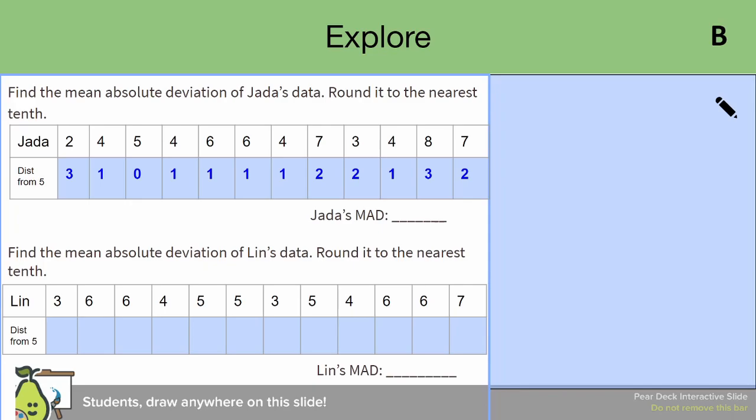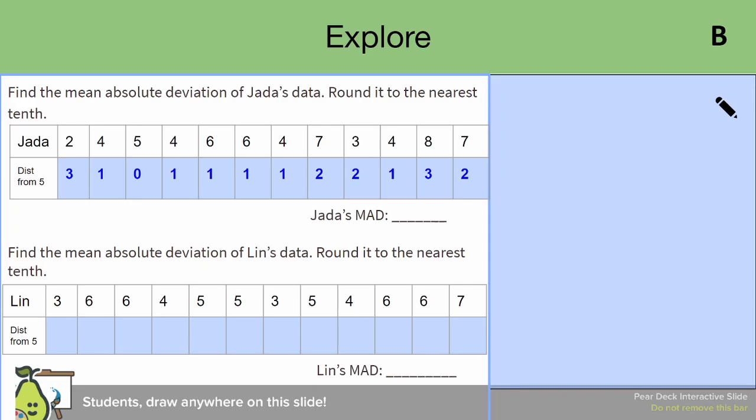Since the next number is 4 and 5 is greater, we're going to put 5 first. So 5 minus 4 is 1. Now we have 7 minus 5 is 2. 5 minus 3 is 2. 5 minus 4 is 1. 8 minus 5 is 3. And 7 minus 5 is 2.